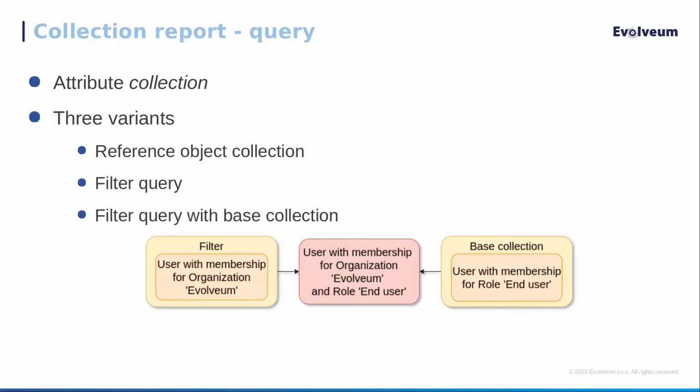On the side, we can see the example. The first filter says that we want to see users with membership in organization Evolveum. The second is for users with role end user. In the result, we will see users that concurrently have membership in organization Evolveum and role end user.